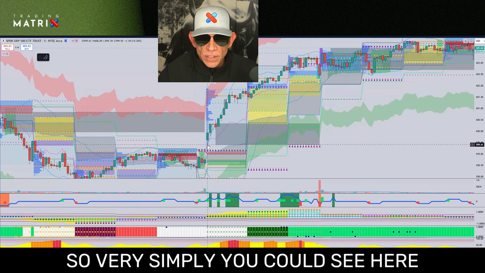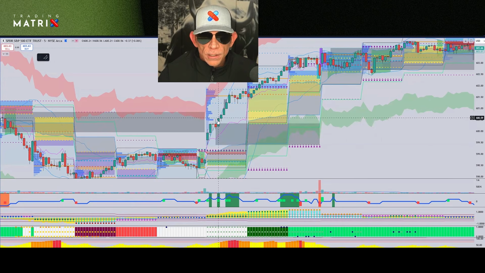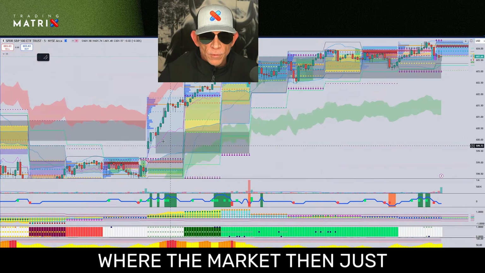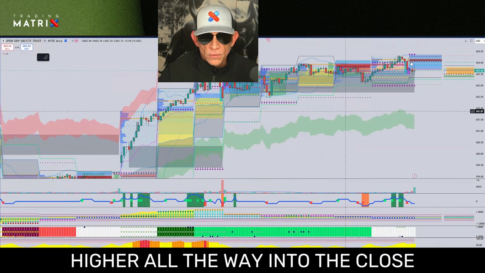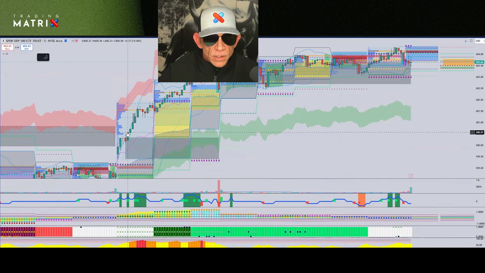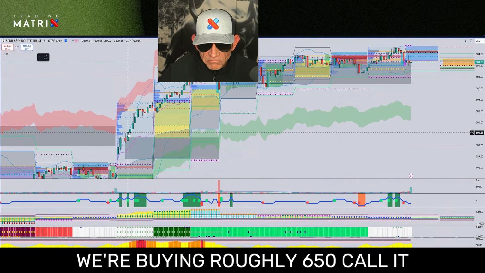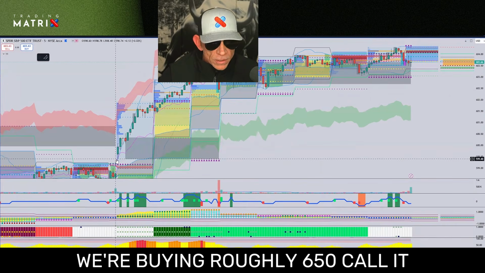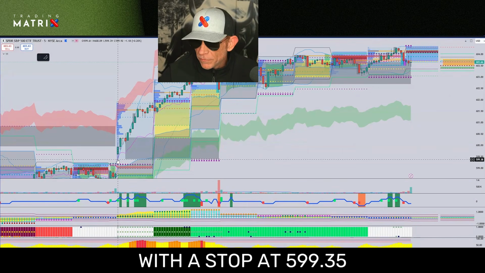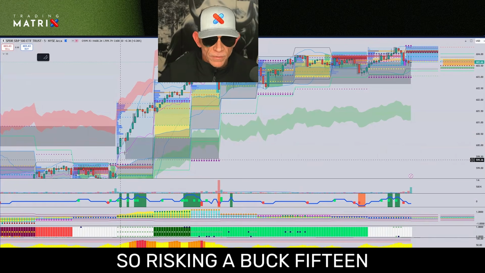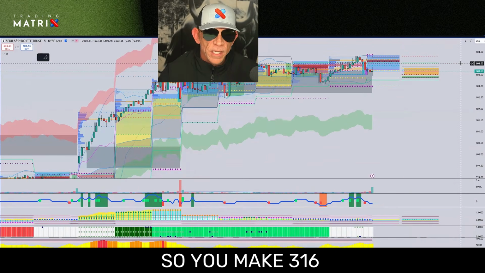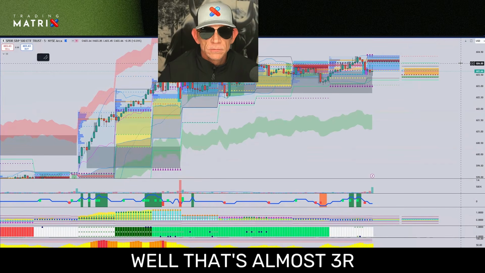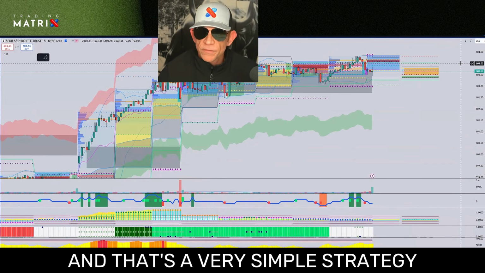So very simply, you could see here, we could go long right here and put our stop under the low. Many days we get this kind of behavior where the market then just spurts and goes higher and higher, all the way into the close. So in this case, we're buying roughly 600.50, call it, with a stop at 599.35. So risking $1.15, and the market ends up going out at 603.66. So you make $3.16 on $1.15 of risk. Well, that's almost 3R, and that's a very simple strategy.